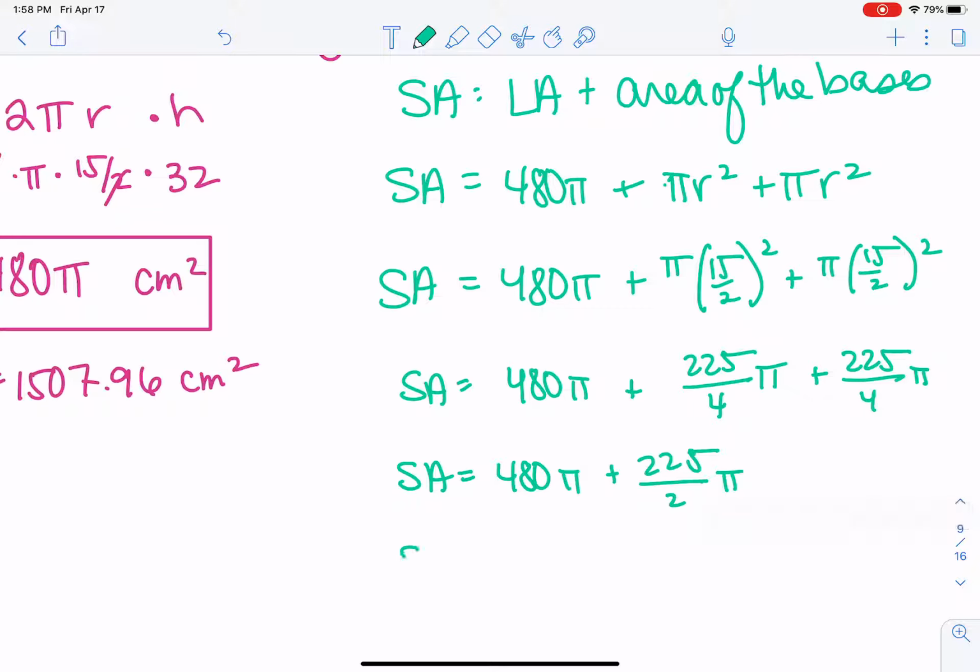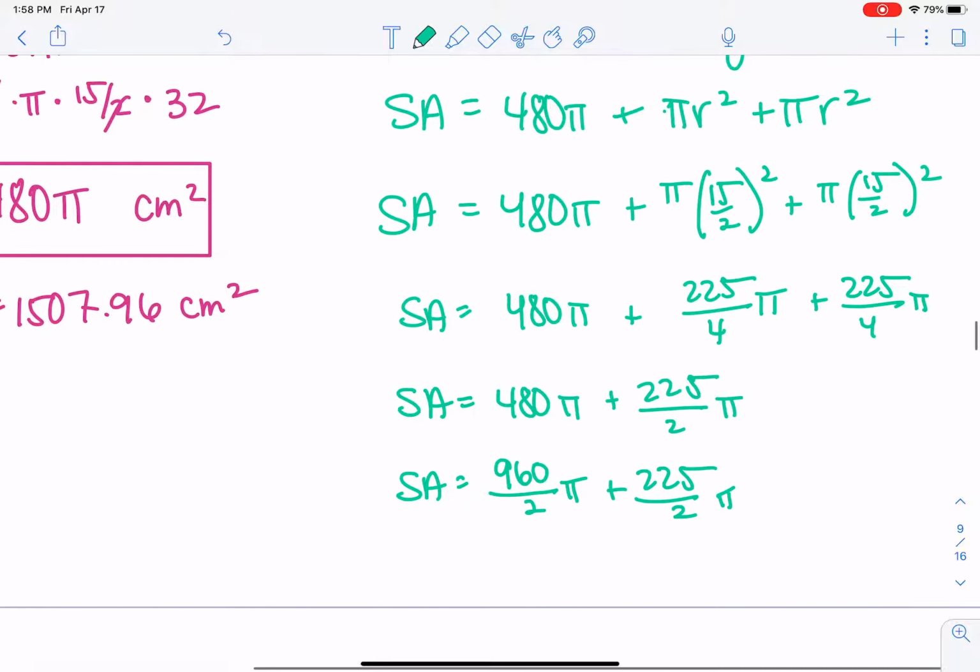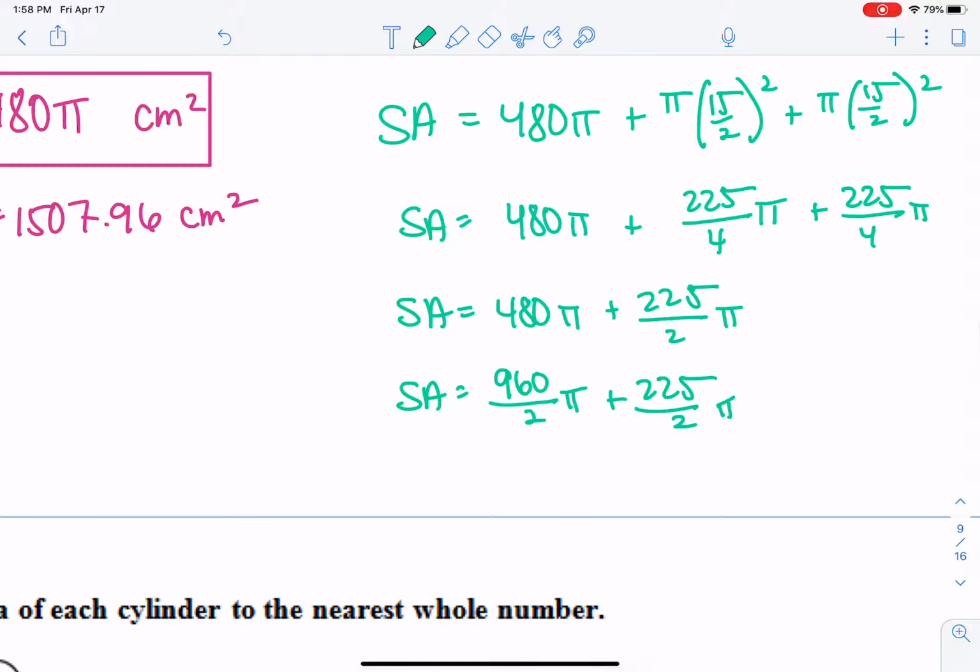I guess I could turn this... I'm getting really crazy with the fractions. This would be 960 over 2, and 960 plus 225 is, the surface area is 1185 over 2 pi.